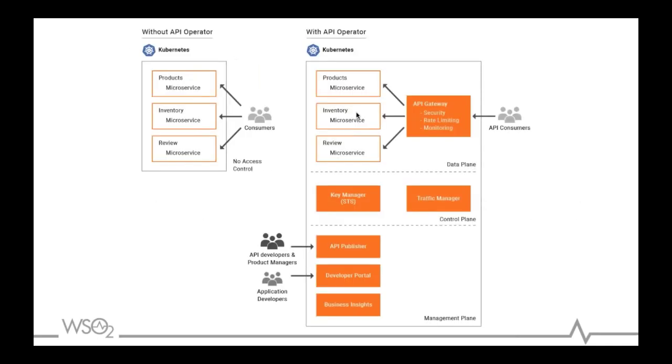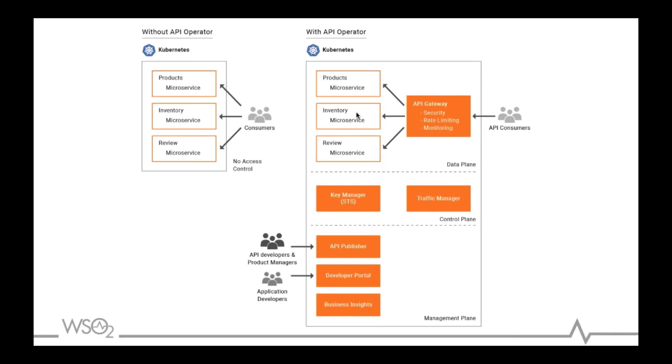So this is what we have at the moment. In the example, we have product, inventory, and review microservices. What we were used to was consumers directly accessing these microservices, with no access control. With the API operator, it will deploy an API gateway for your microservices. Now the microservices will not directly interact with the API consumer. Instead, consumers will interact with the API gateway. So this applies security, rate limiting, monitoring, and also mediation, similar to the basic stuff.